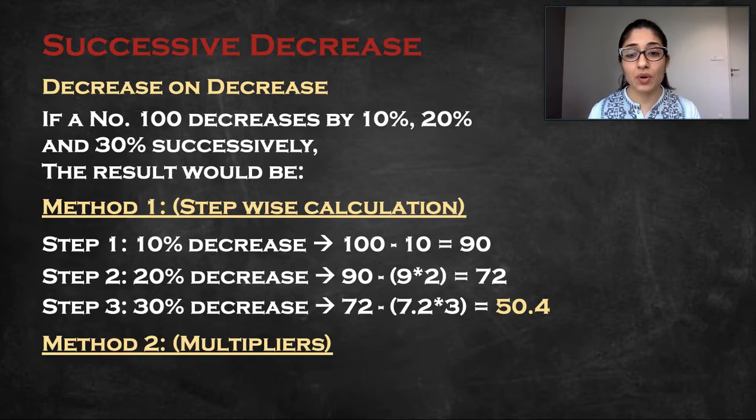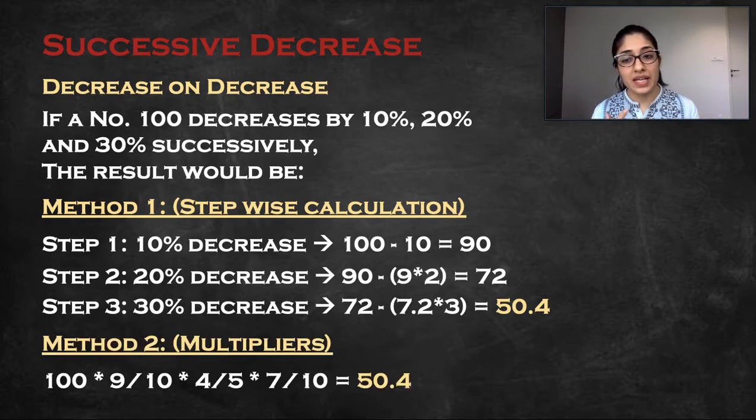Looking to the second method of multipliers. So when I decrease a number by 10%, the multiplier becomes 9 by 10, which comes from 1 minus 1 by 10. Similarly, when I decrease a number by 20%, which is 1/5 of a number, the multiplier becomes 1 minus 1 by 5, which is 4 by 5. Similarly, for 30%, which is 3/10 of a number, the multiplier becomes 7 by 10. So when I multiply all these multipliers to 100, I get my result as 50.4.